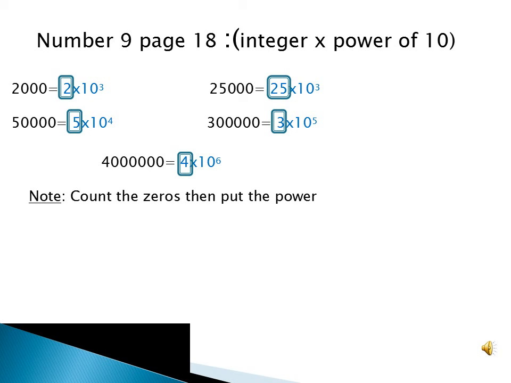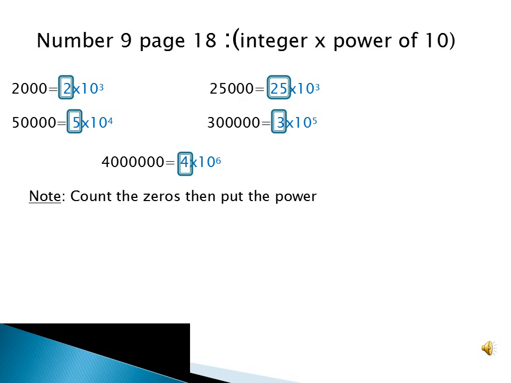Now let's start solving number 9, page 18. Write in the form of an integer times a power of 10. So they are asking us to write an integer times a power of 10. What is an integer? An integer is a number, so it can be any number times a power of 10. We will do the opposite of what we did in number 10.